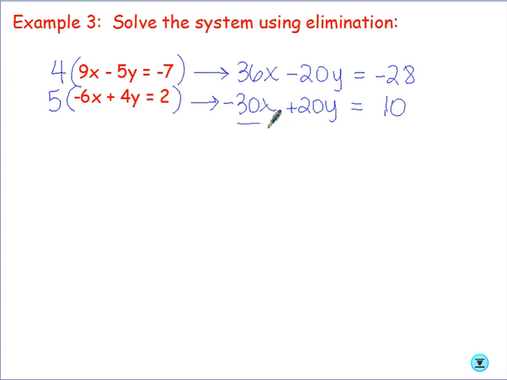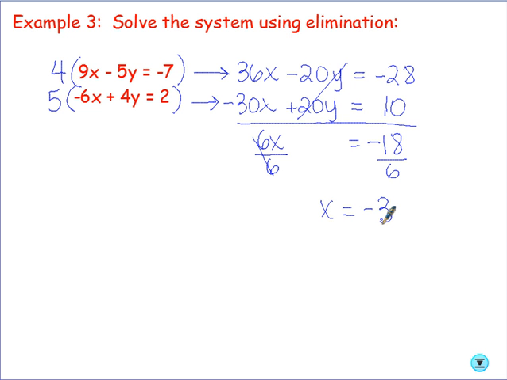Hopefully you added now. 36x plus negative 30x is positive 6x. Negative 20y and positive 20y cancel. Negative 28 plus 10 is negative 18. Divide both sides by 6. X equals negative 18 divided by 6, which is negative 3.